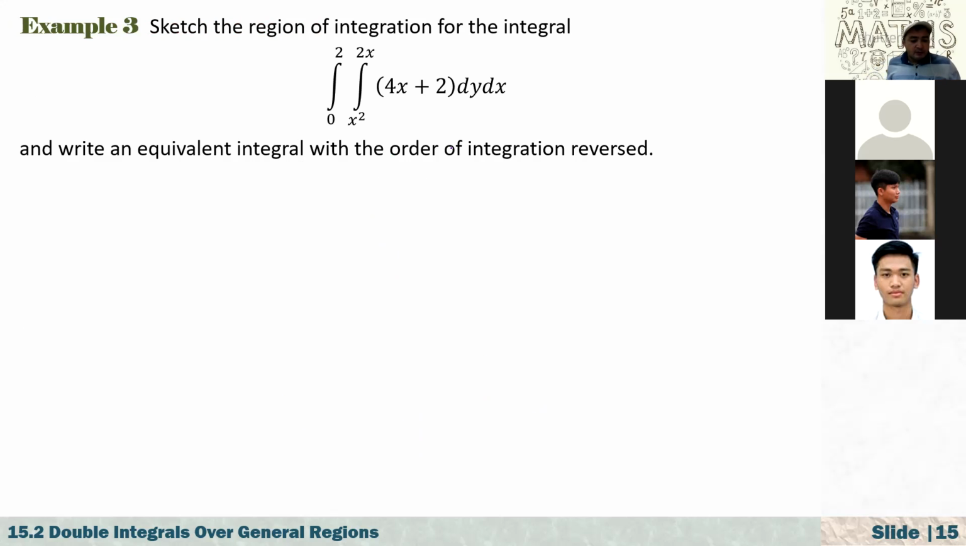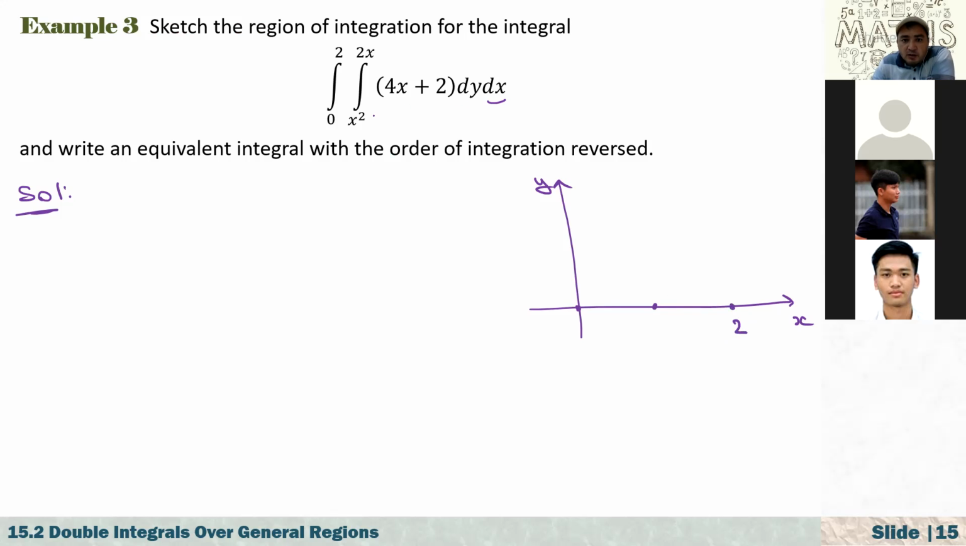Example 3. Sketch the region of integration for the integral and write an equivalent integral with the order of integration reversed. So, solution. I see here this dx, right? x is changing from 0 to 2. So here in our coordinate system, this one is x and this one is y. Our x is changing from 0 to 2. This is 0, this is 1, and this one is 2.